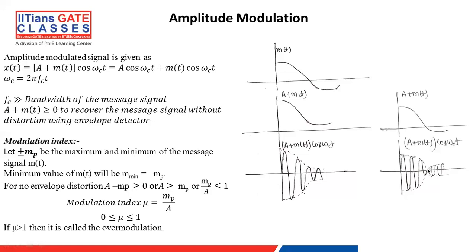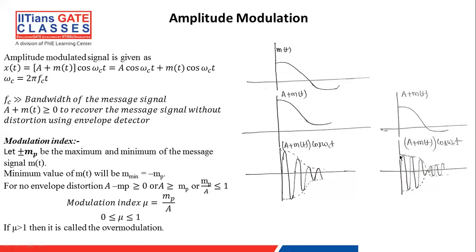Because as I told, we measure the envelope only for the positive value, so its envelope will be this dashed line, and instead of going down it will be going up. So you see here, in this case when we use the envelope detector, we will not be able to recover the message.